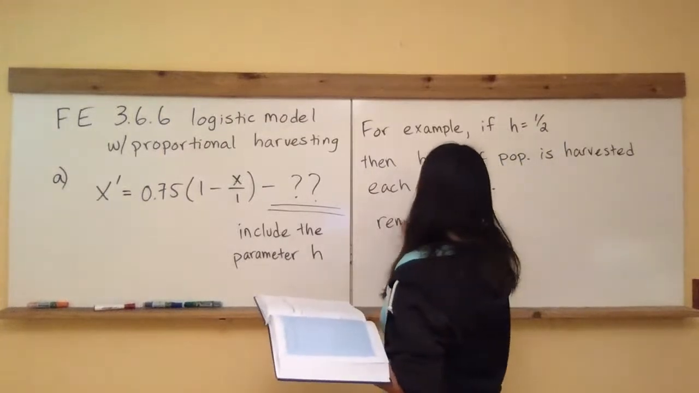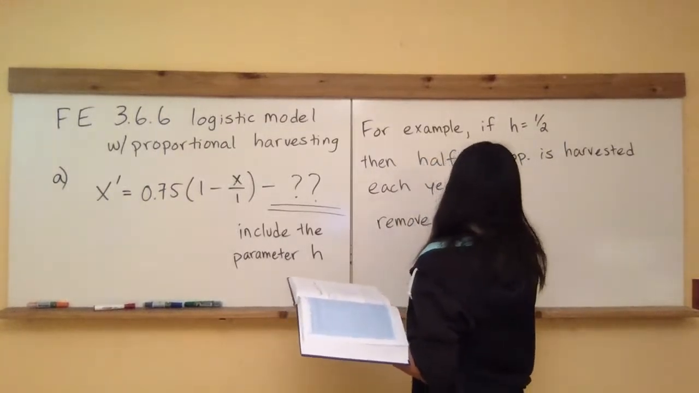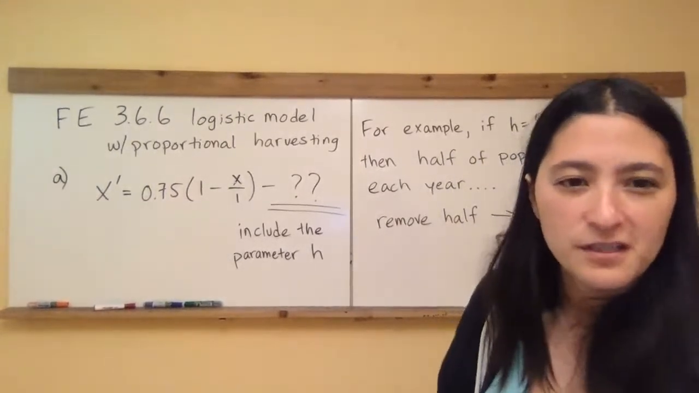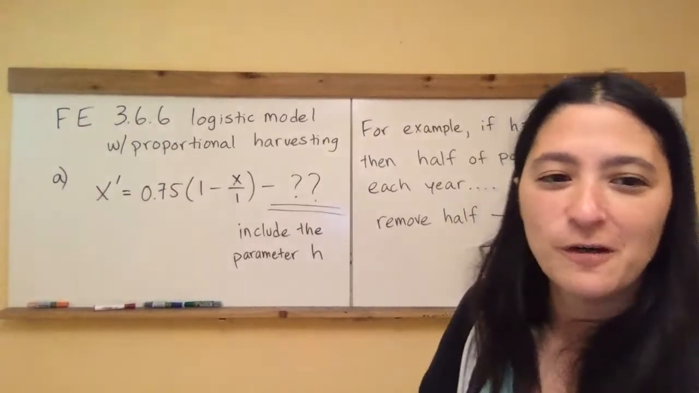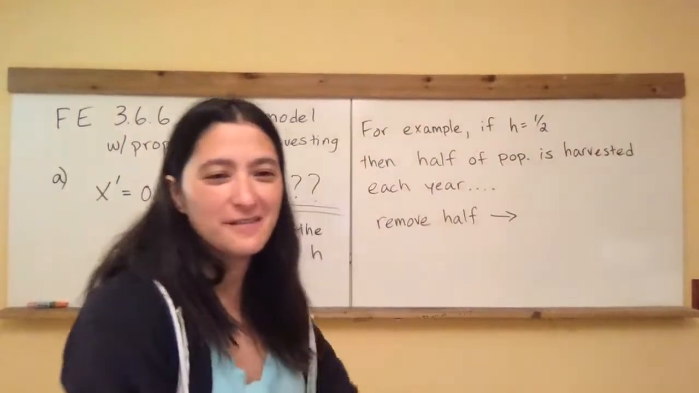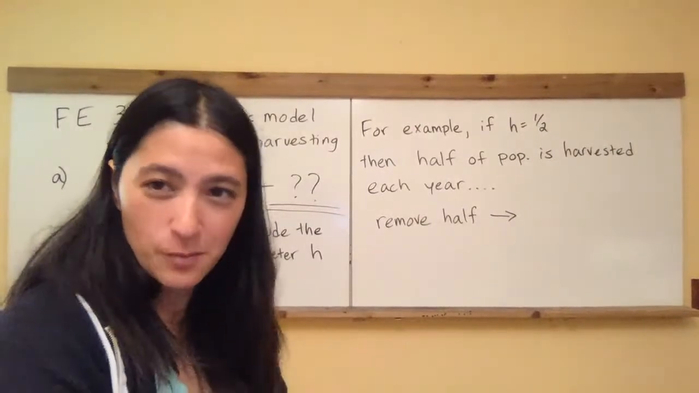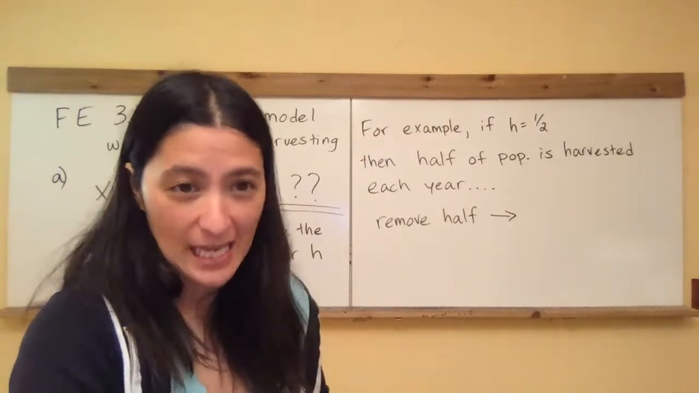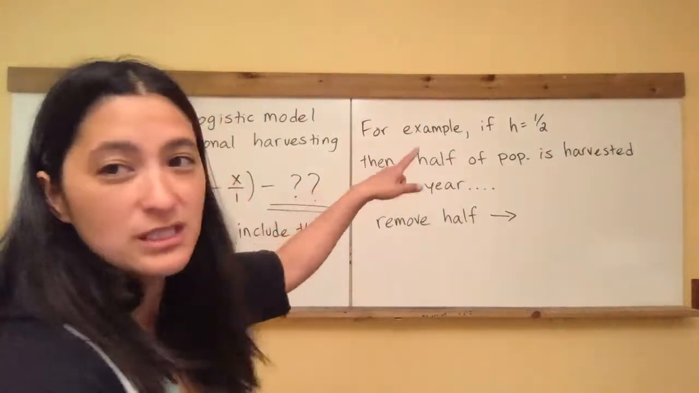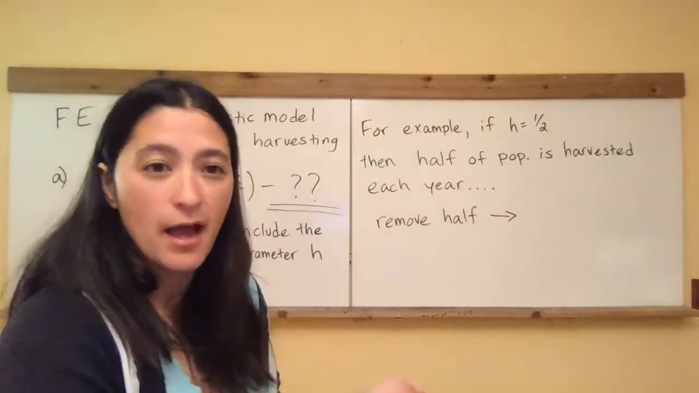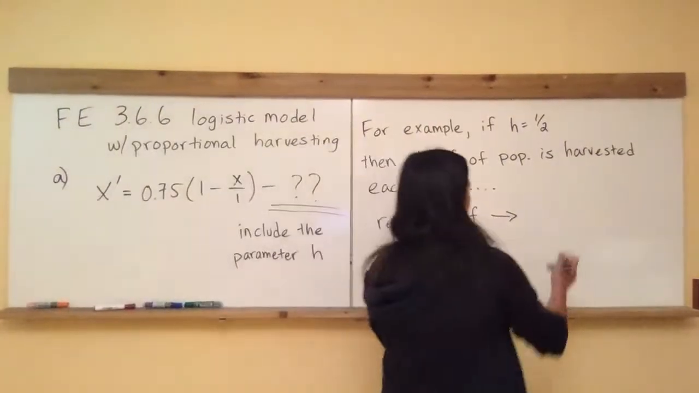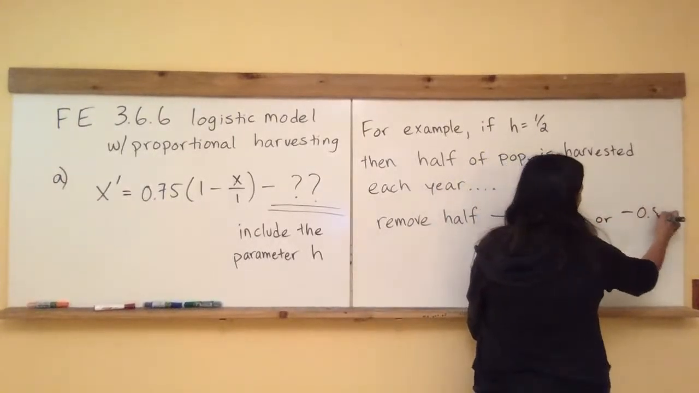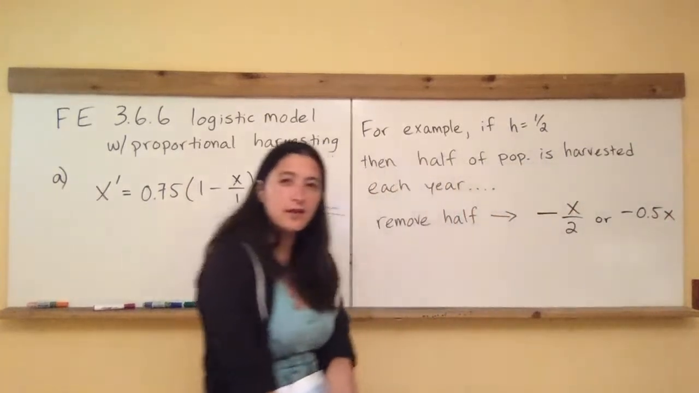So if we were going to remove half, how would you say that in math? What would you say if your h is the fraction? Yeah. Okay, I see somebody put it in there. Right. So what I'm looking for here is 0.5x or 1/2 x, right? Because the fraction is h, right? So if h was equal to 1/2, that would mean I'm going to take out half. Does that make sense?